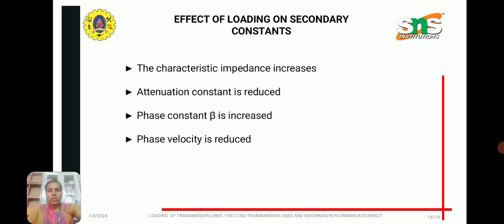Now the reduction in attenuation and the effect of loading on secondary constants. We have discussed the secondary constants previously: the characteristic impedance of the line and the propagation constant. The propagation constant describes the properties of the wave as it travels through a medium. These are very important parameters. Due to loading, the characteristic impedance increases. In the propagation constant, alpha is the attenuation constant. The attenuation constant is reduced because of loading, the phase constant is increased, and the phase velocity is reduced.